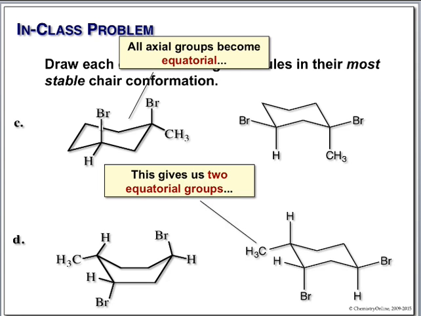We're still left with one axial bromine. That's bad, of course. And of course, this ring will also distort itself. Any questions?